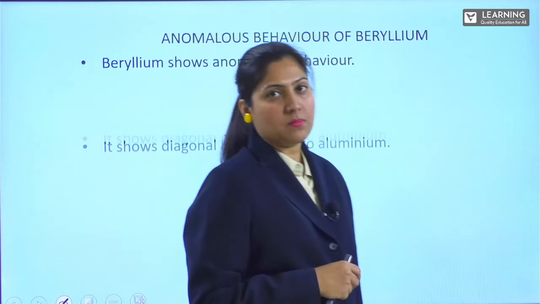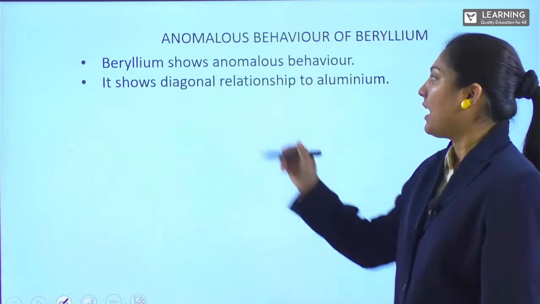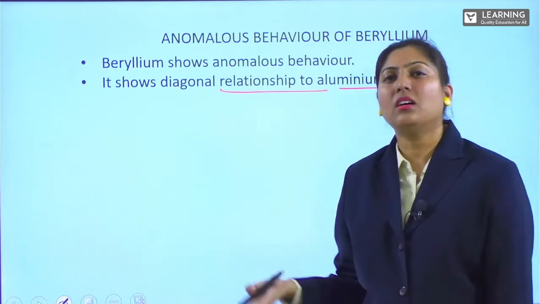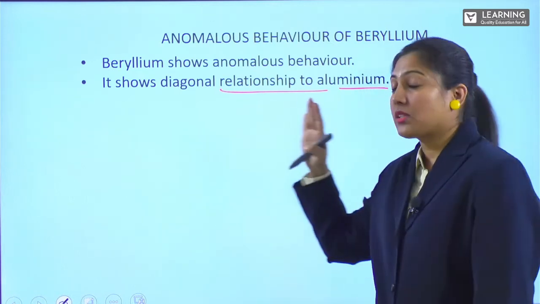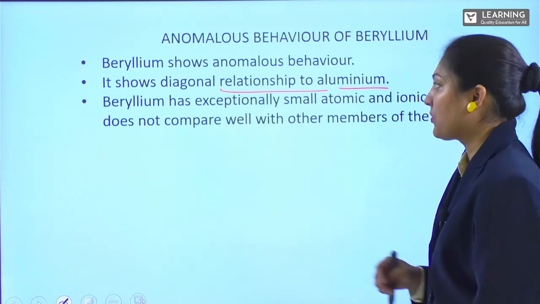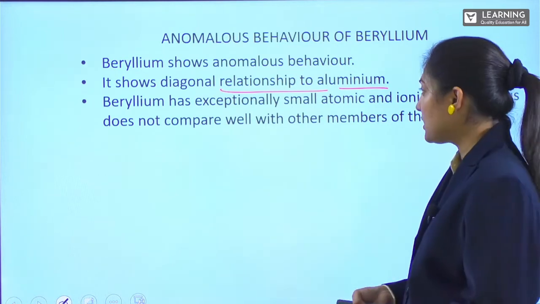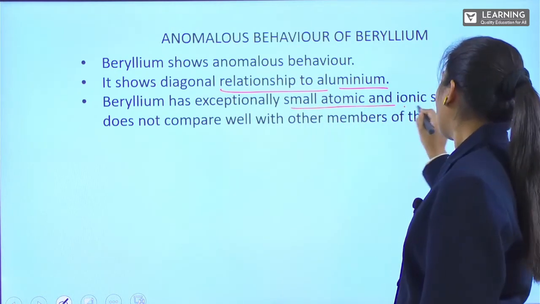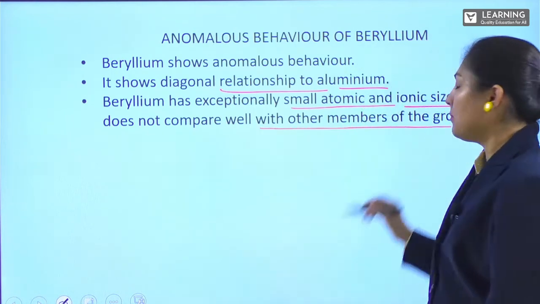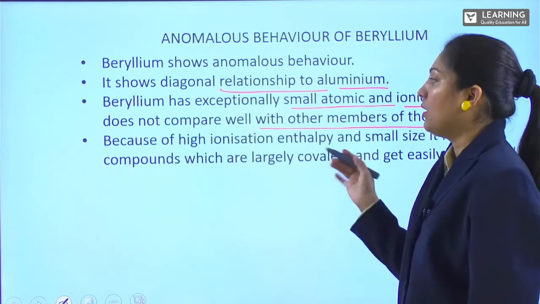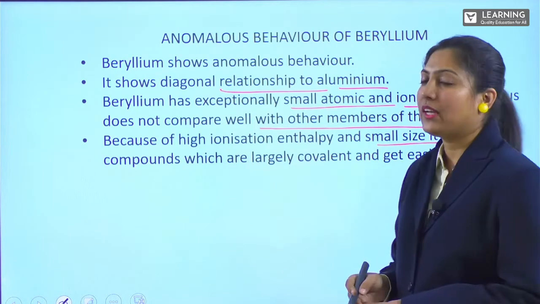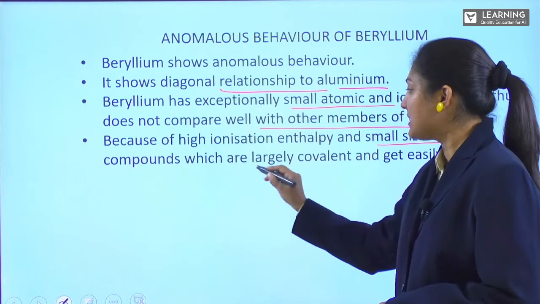Beryllium shows anomalous behavior, and it has a diagonal relationship with aluminium, where aluminium is a 13th group element. So the second group element has similarity with the 13th group element, and beryllium has exceptionally small atomic and ionic size, which does not compare well with the other members of the group. Because of high ionization enthalpy and small size, it forms compounds which are largely covalent.